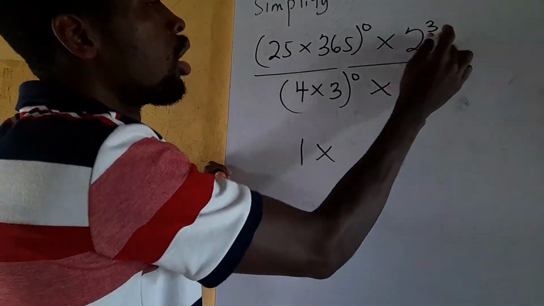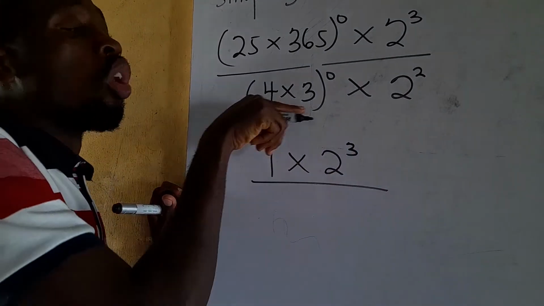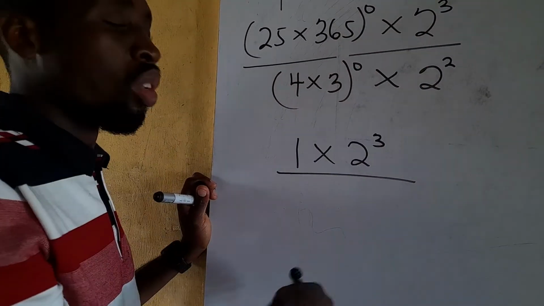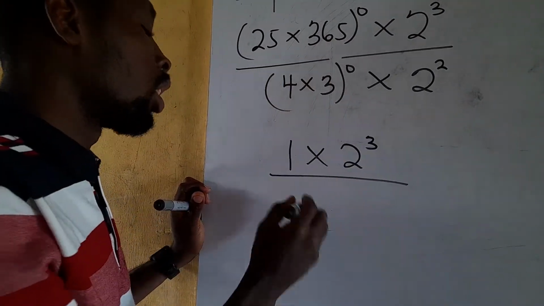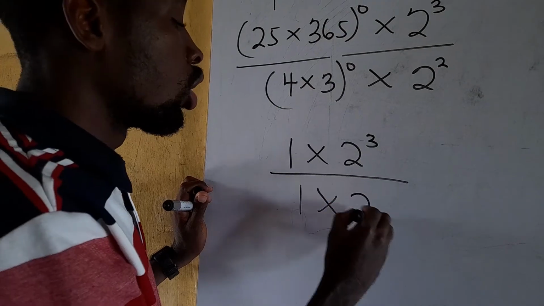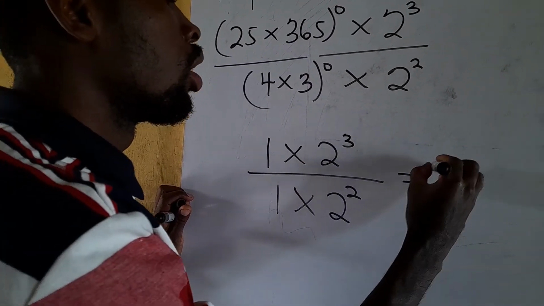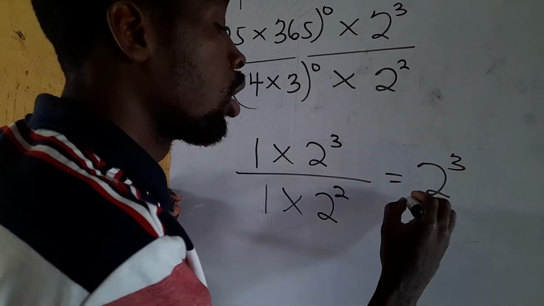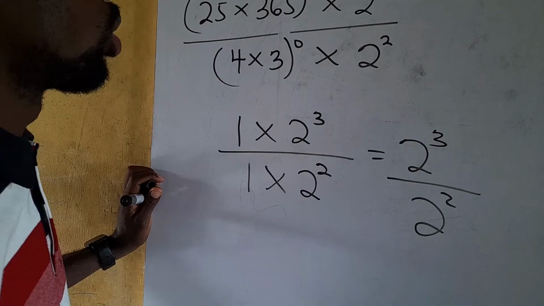1 times 2 exponent 3 over. The whole of this, 12 exponent 0, will be 1, because 12 exponent 0 is 1. So we can say 1 times 2 exponent 2. 1 times that, 2 exponent 3 over 2 exponent 2. So what do we have?